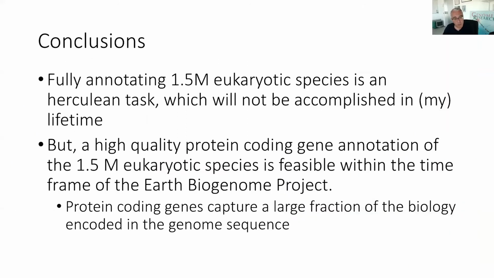So the conclusion is that fully annotating the 1.5 million eukaryotic species is a Herculean task that will certainly not be accomplished in my lifetime, but high quality protein coding annotation is actually feasible within the time frame of the Earth BioGenome Project. And importantly, protein coding genes capture a large fraction of the biology encoded into the genome sequence.